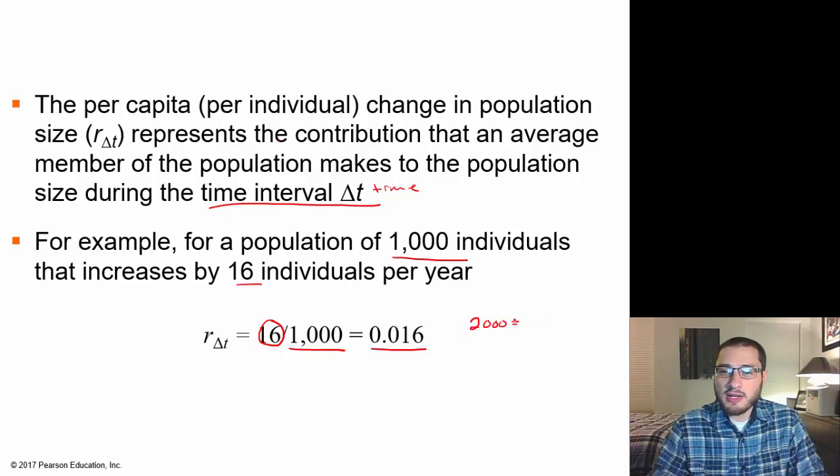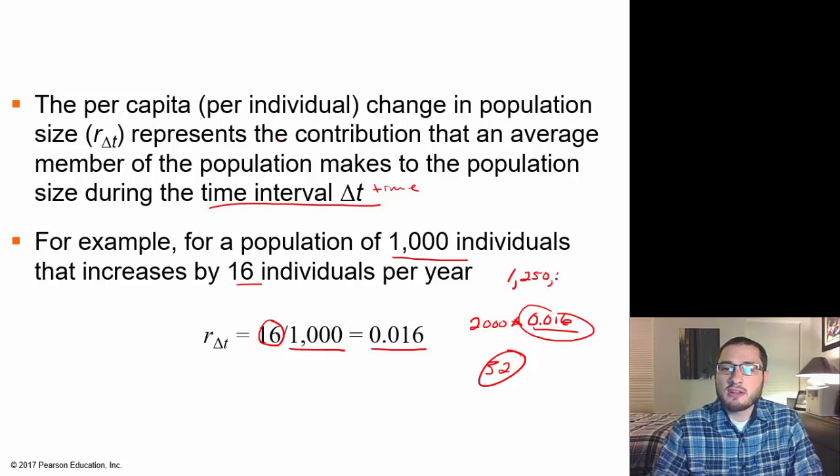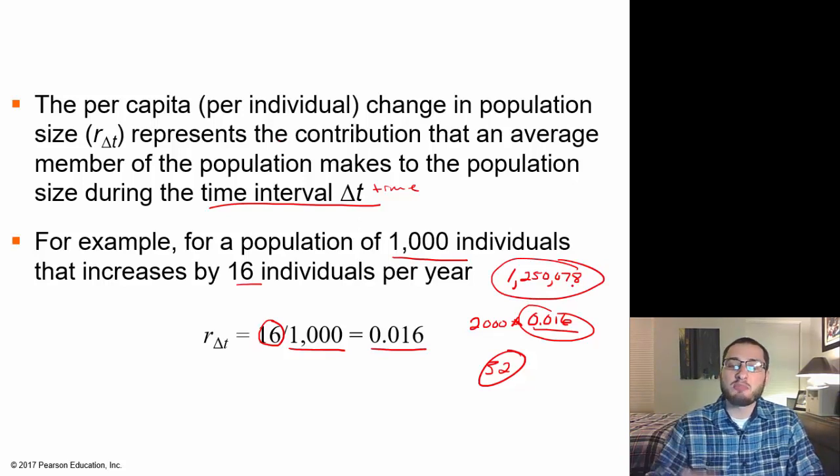and we multiply that by 0.016, we're going to see that we end up with 32 members. Obviously if I go from 1,000 to 2,000, you're just doubling it, but by creating this number, it makes it much easier for me to say, what would be the number if it was 1,250,078 individuals? What would be the number of individuals that would increase for that population?